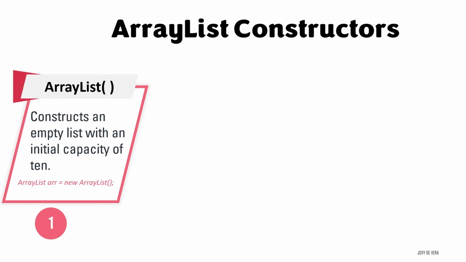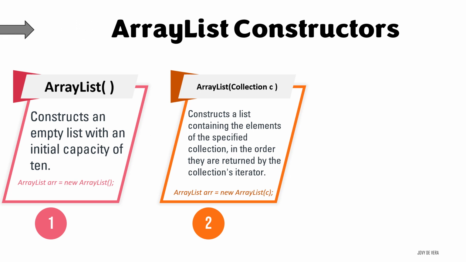The second one is an array list with one parameter that accepts a collection. This constructor is used to build an array list initialized with the elements from the collection. What is a collection? According to oracle.com, a collection is an object that represents a group of objects, such as the classic vector class. A collection framework is a unified architecture for representing and manipulating collections, enabling collections to be manipulated independently of implementation details.